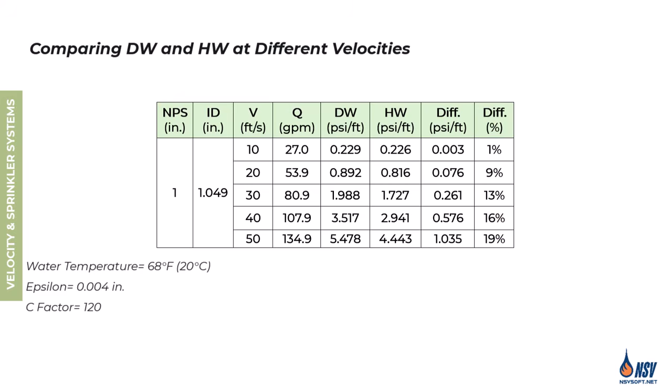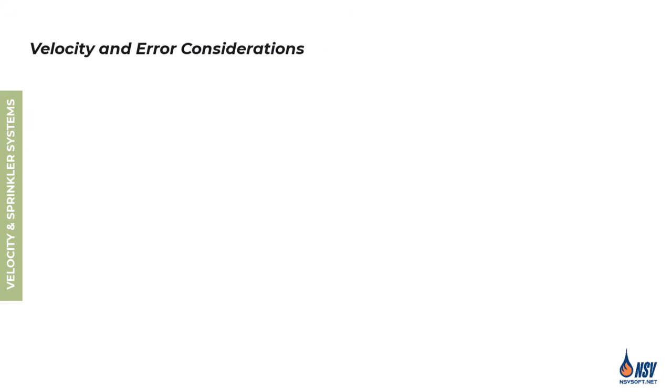The table makes one thing very clear. As water velocity goes up, the Hazen-Williams formula loses accuracy. This brings up two big questions.